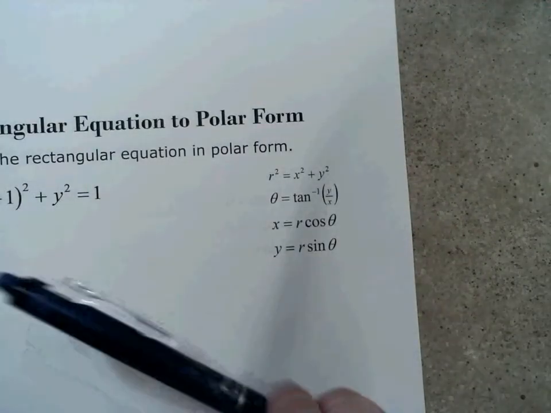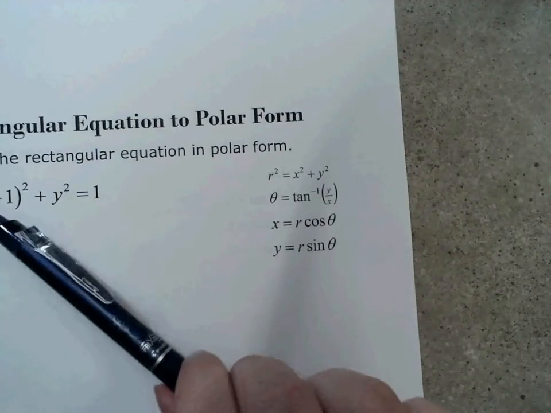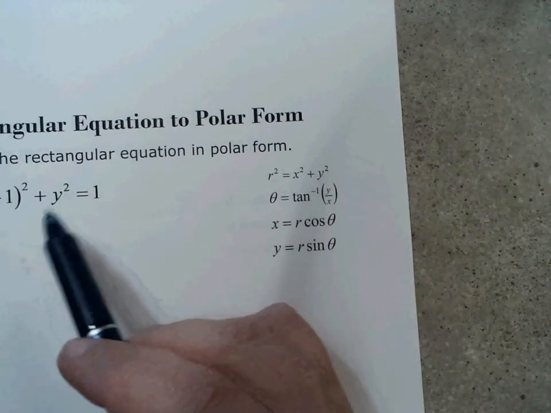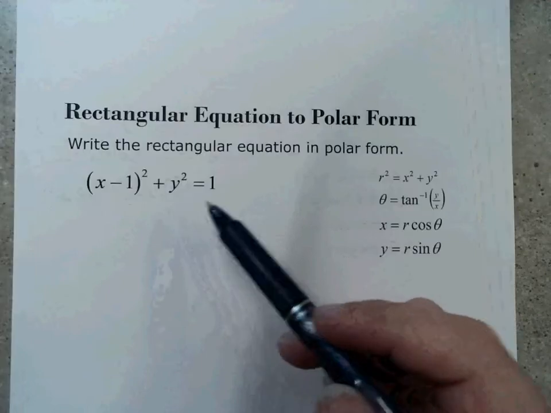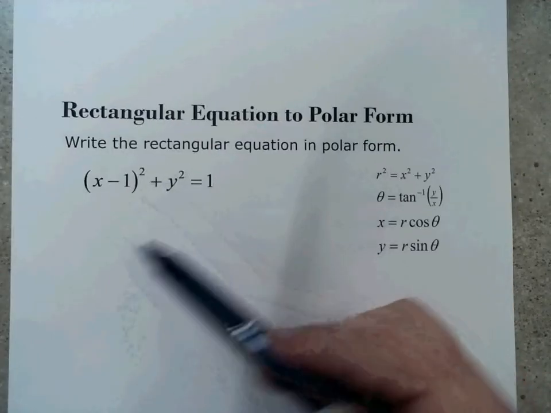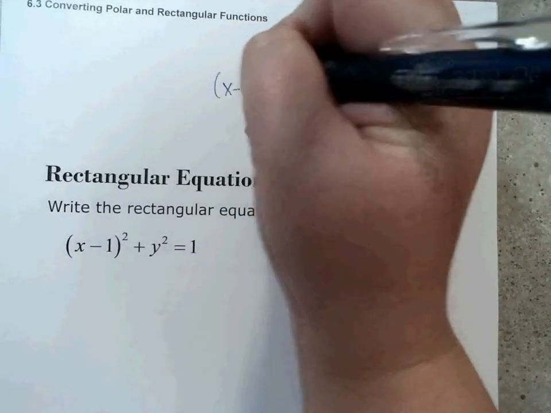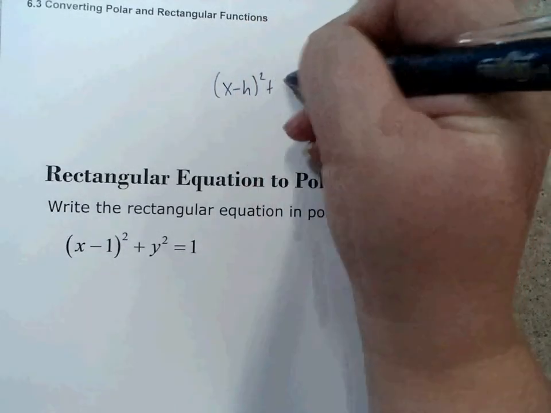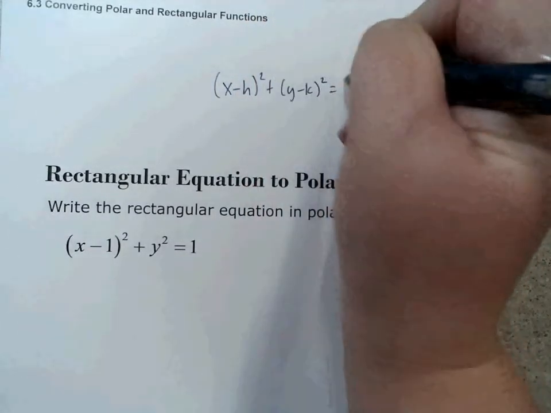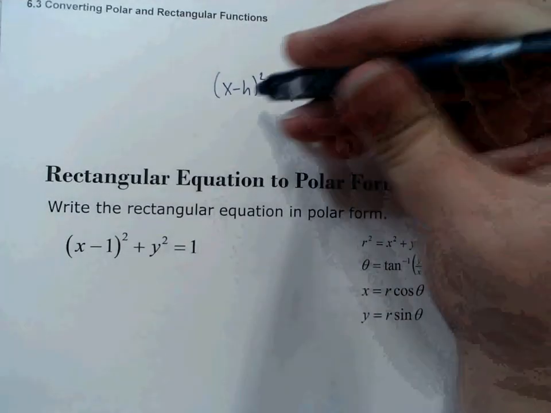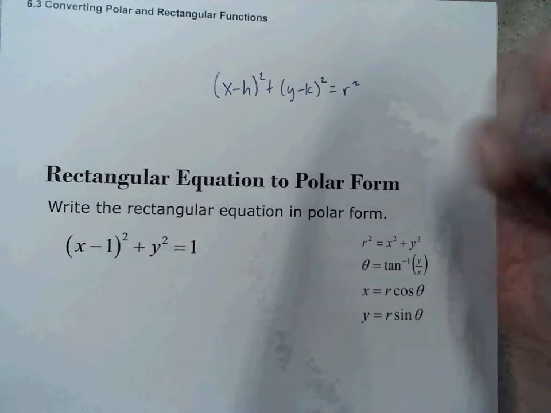Now let's talk about this one. If I asked you to graph the function (x minus 1) squared plus y squared equals 1, I would expect that you would hopefully recognize this as the equation of a circle. So (x minus h) squared plus (y minus k) squared equals r squared is the equation of a circle centered at (h, k) with a radius of r.